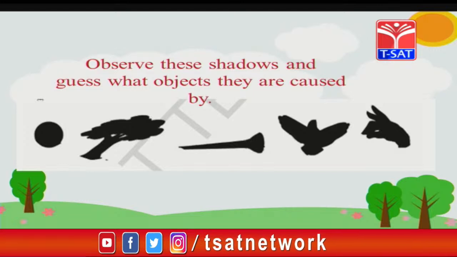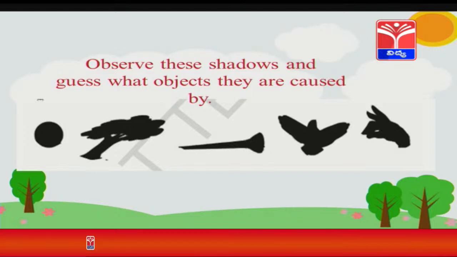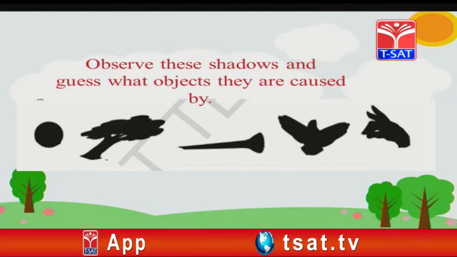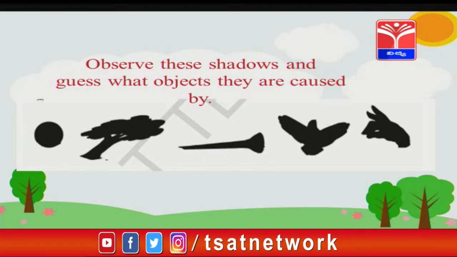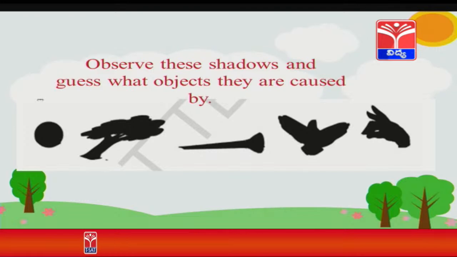The first shadow will be a ball. The second shadow will be from a tree. The third shadow will be from an iron nail. The fourth shadow will be from a flying bird, and the last shadow will be from a rabbit. Let us see the answers.